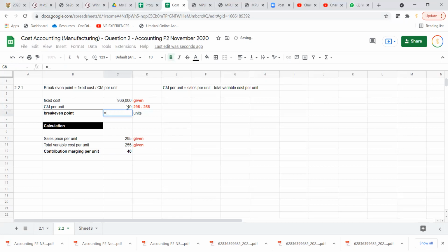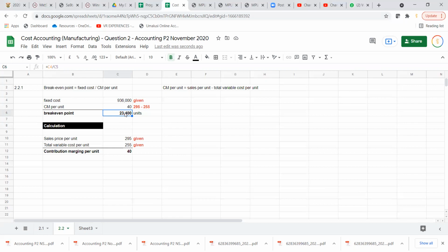So now we say 936,000 divided by 40, which gives us 23,400 units. So that is the break-even point. In order for them to break even, the company needs to sell 23,400 units of leather purses.